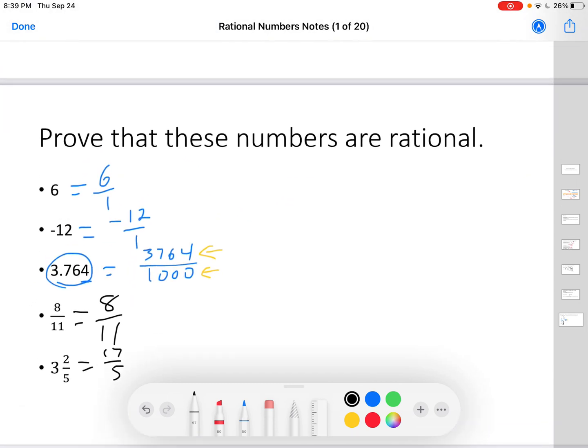That is how you show that things are rational. You turn them into a over b. That's the only way to do it. There is no choice. There are no words needed. All you have to do is put equals and then put it in as a over b. That's it. That's the idea. Ask any questions if you have them.